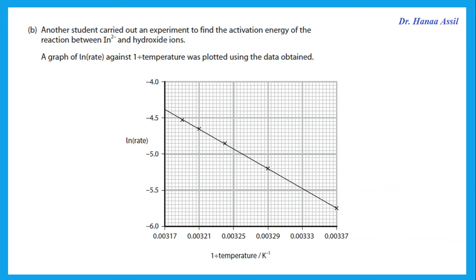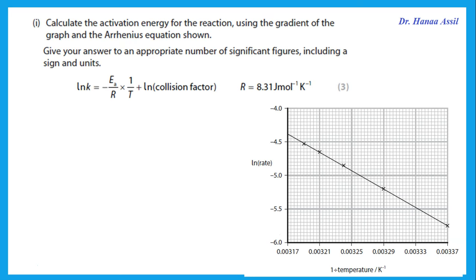Another student carried out an experiment to find the activation energy of the reaction between the indicator and the hydroxide ions. A graph of ln of the rate, natural log of rate, against 1 over temperature was plotted, and this is the graph. Calculate the activation energy for the reaction using the gradient of the graph and the Arrhenius equation shown. Give your answer to an appropriate number of significant figures. Remember, in the Arrhenius equation, if we plot natural log of k, which is the rate, versus 1 over T, then the slope will be equal to minus Ea over R. So if we get the slope of this line, it is equal to minus Ea over R.